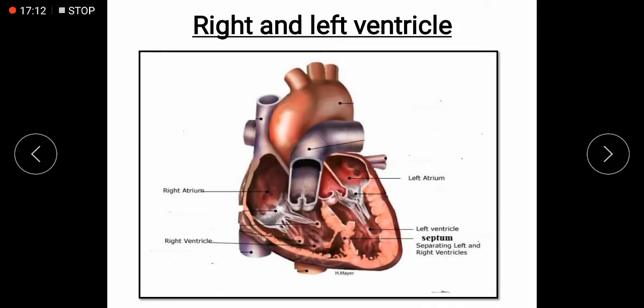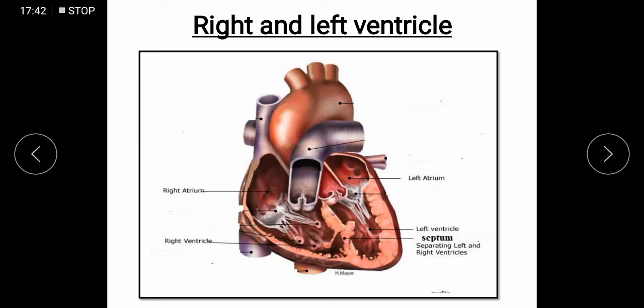Let's have a look at this picture. Is the left part of the heart connected to the right part of the heart? No, as we see, they are separated. By what are they separated? Let's have a look. They are separated by a septum. The septum is the part of the heart that separates the left side from the right side.